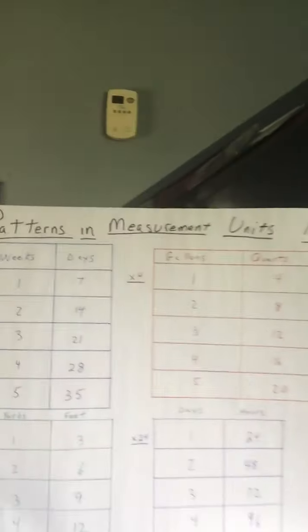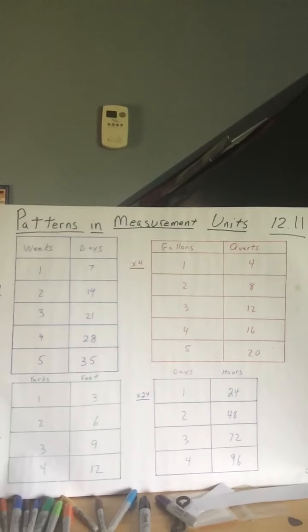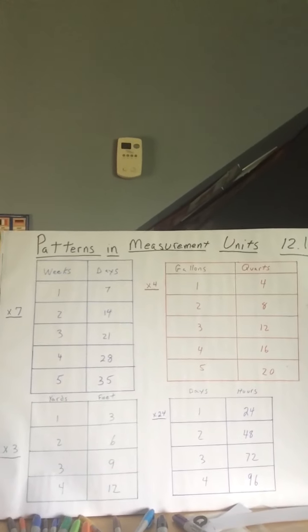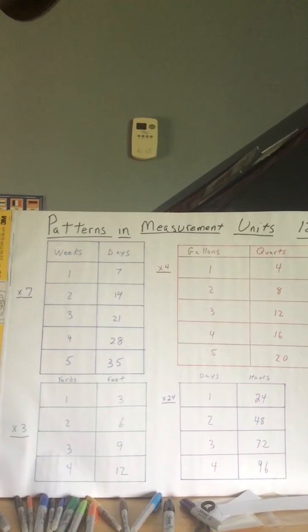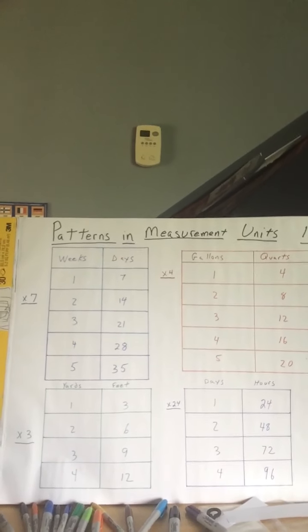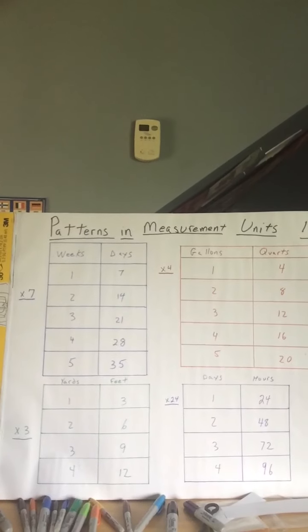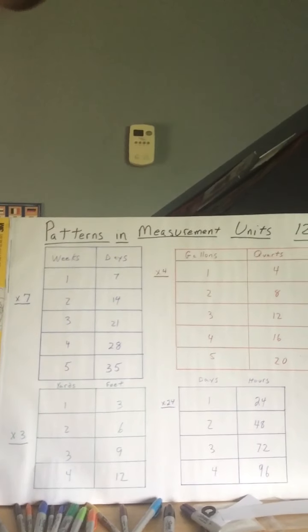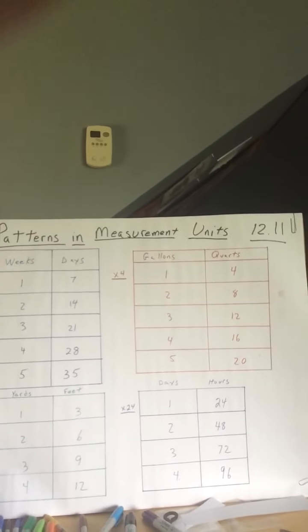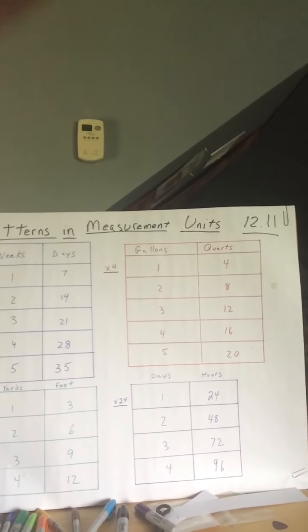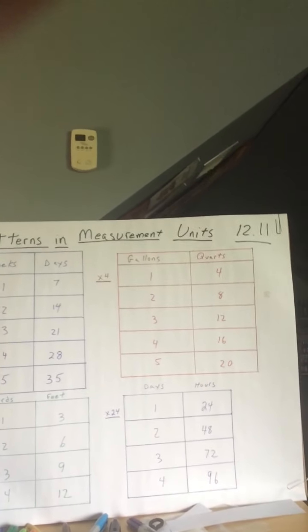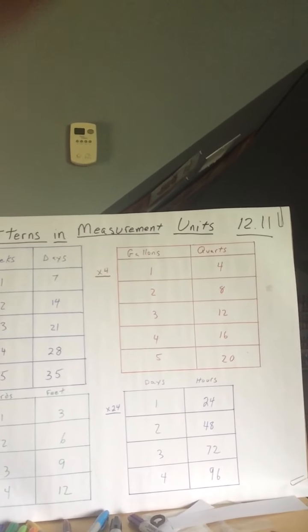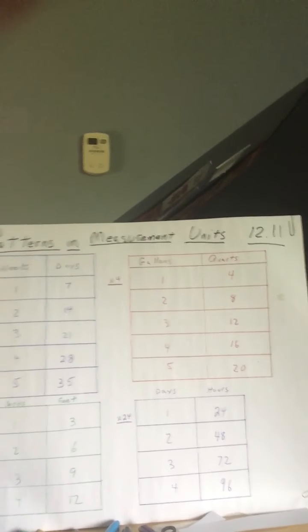And there you go. If you look up to the top left, you see weeks and days, and our rule is going to be times 7. Underneath that, we have yards and feet. Our rule is going to be times 3. Over to the other side, we have gallons and quarts. Our rule is going to be times 4. And underneath that, we have days and hours, with the rule being times 24.